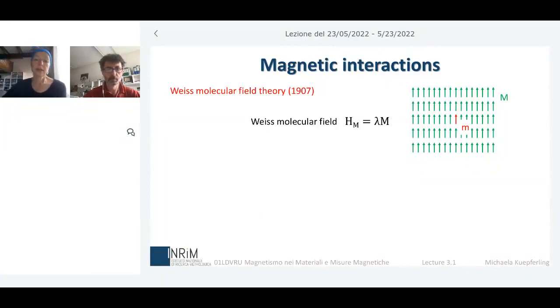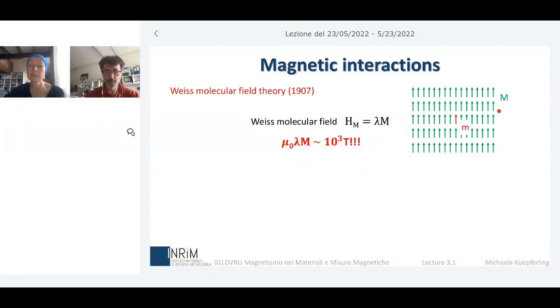So I already made a summary of the Weiss molecular field theory, and this was done in 1907. And you saw this picture here, that one moment will align with the field that is given by all the other surrounding magnetic moments inside the material. And we have this proportionality between this field created by the magnetic moments and the magnetization, of course, given by the Weiss molecular field constant lambda. But we also saw, and this was quite strange, that this lambda is very, very high.